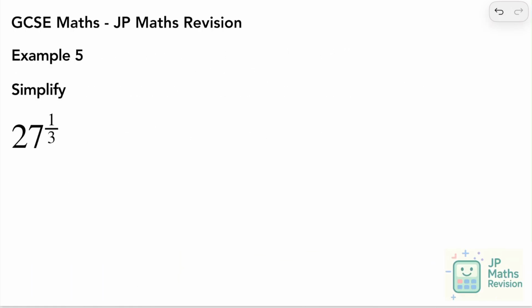Here's another example, so we need to simplify 27 to the power of 1/3. So because it's the 3, we're going to take the cube root of 27, and the number that you have to multiply by itself 3 times to get 27, that's going to be 3. So the answer to this question is 3.